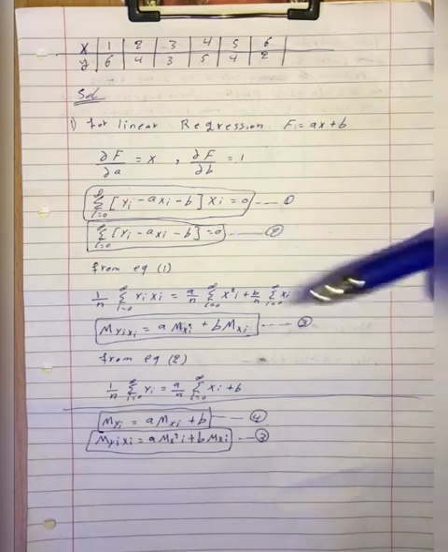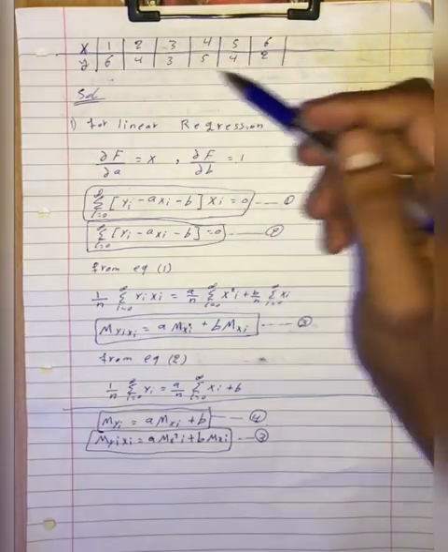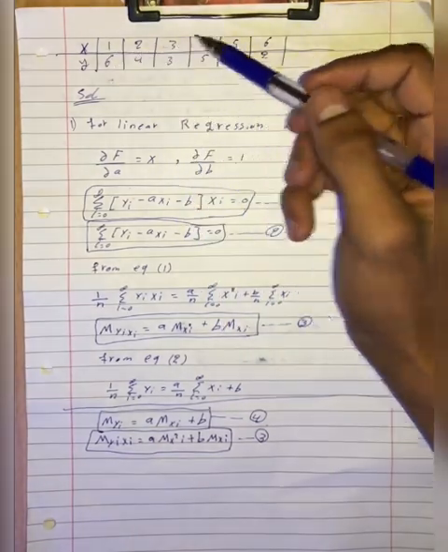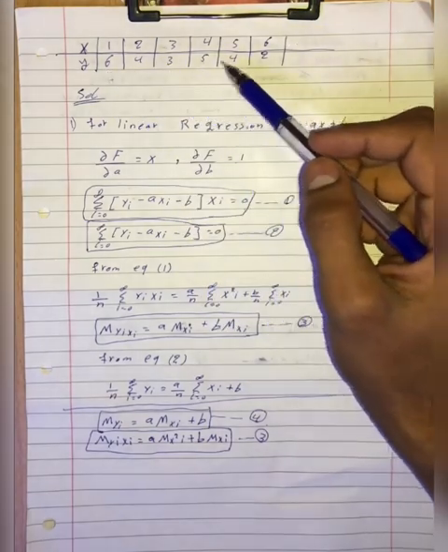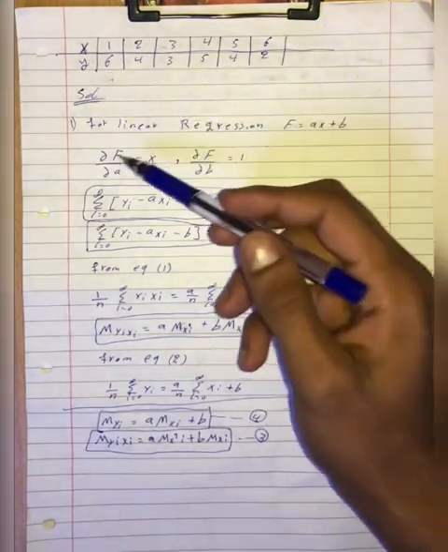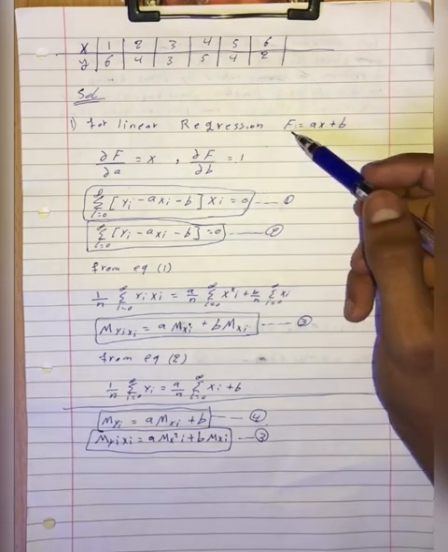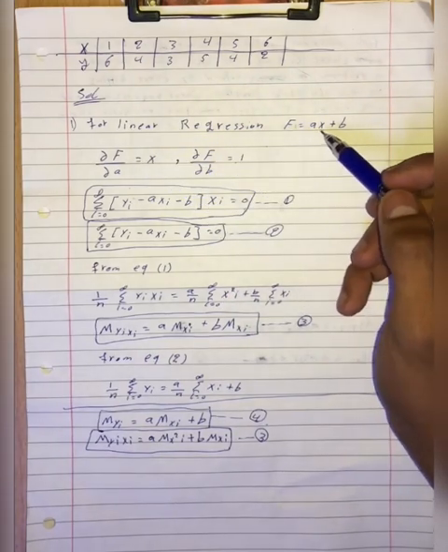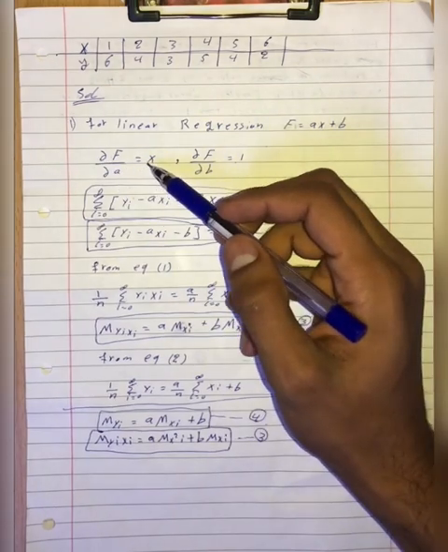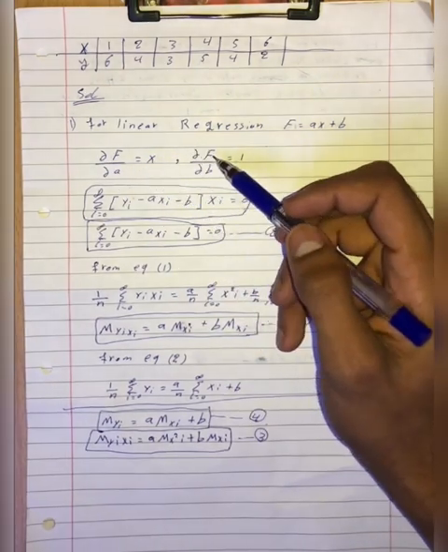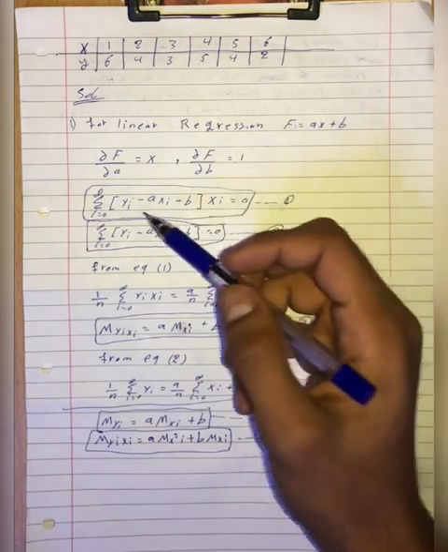Now we solve the problem. We have here the data for the problem. x equals 1, 2, 3, 4, 5, and 6, and y equals 6, 4, 3, 5, 4, and 2. Solution: for linear regression, we have this equation: f equals ax plus b. We have partial f over partial a equals x, and partial f over partial b equals 1.